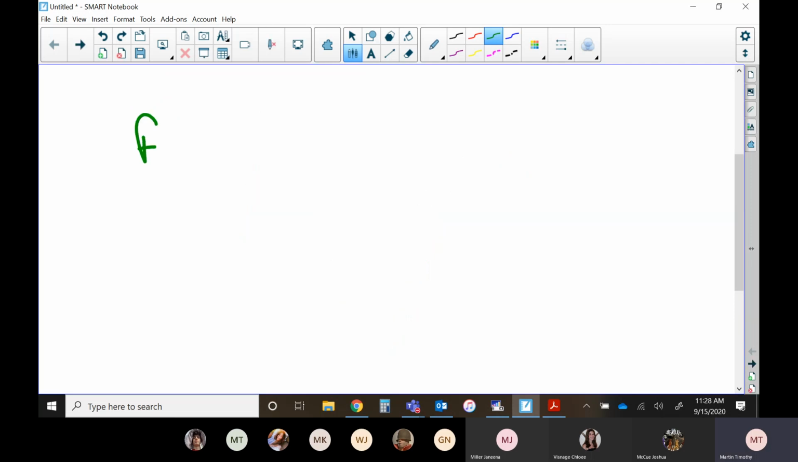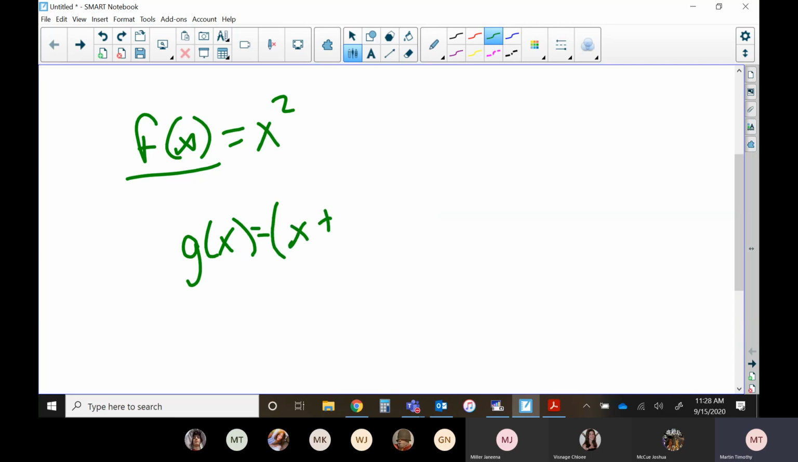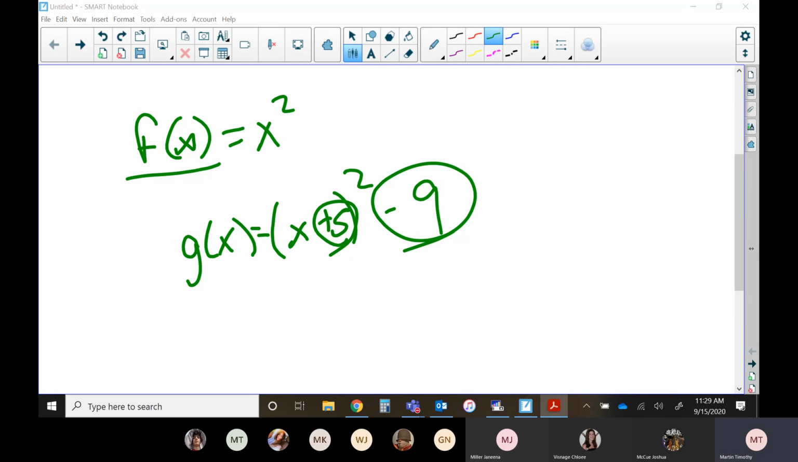So f of x is the function, the parent. What did we do to the parent to get to g of x? Because it's just the OG. All it's asking you is basically what were the transformations? It's the same question as in number 8. What does this do? And what does this do? That's it. Left 5 and down 9. Should be A. Yep, A's the answer.